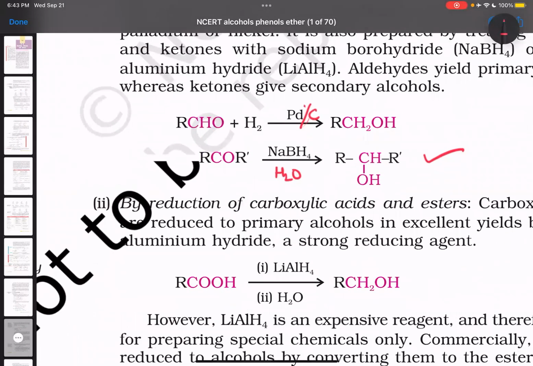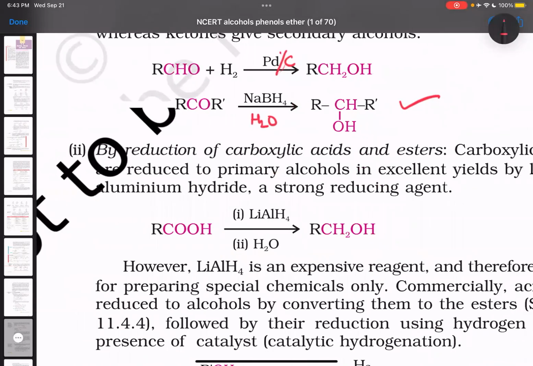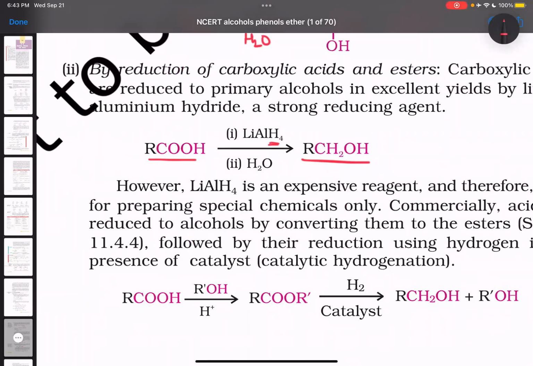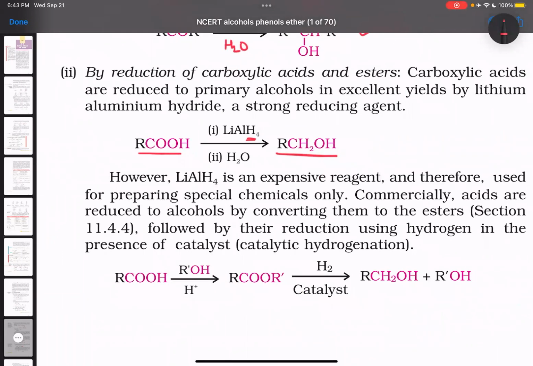Clear? And if you take carboxylic acid and all its derivatives, they also get reduced and give you alcohol. Because it is having more hydrogen, so it is going to come and attack, and convert the carboxylic acid or any of its other derivatives, like acid chloride and all, to alcohol. Okay, clear?